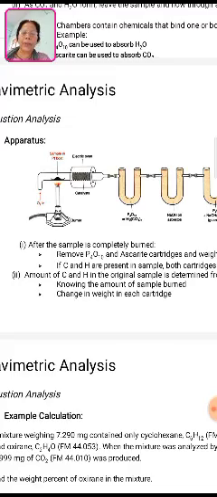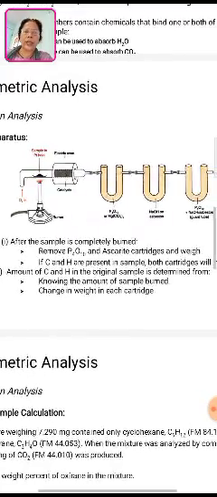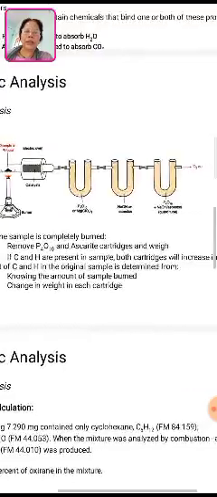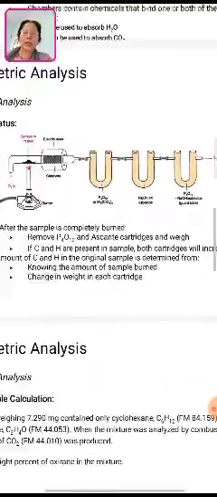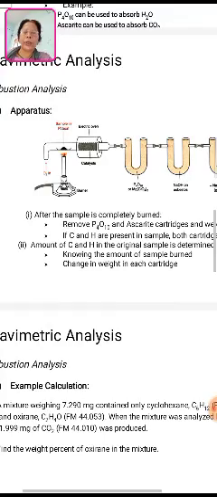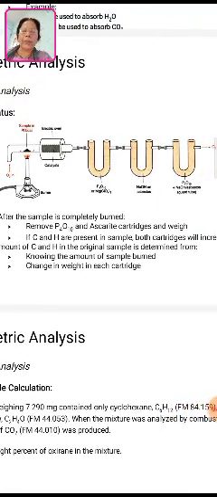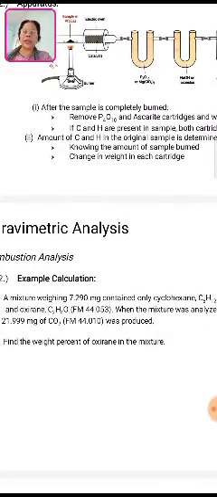After the sample is completely burned, remove the P4O10 and ascarite cartridges and weigh. If carbon and hydrogen are present in the sample, both cartridges will increase in mass. The amount of carbon and hydrogen in the original sample is determined from knowing the amount of sample burned and the change in weight in each cartridge. This is nothing but a very simple carbon and hydrogen combustion method.